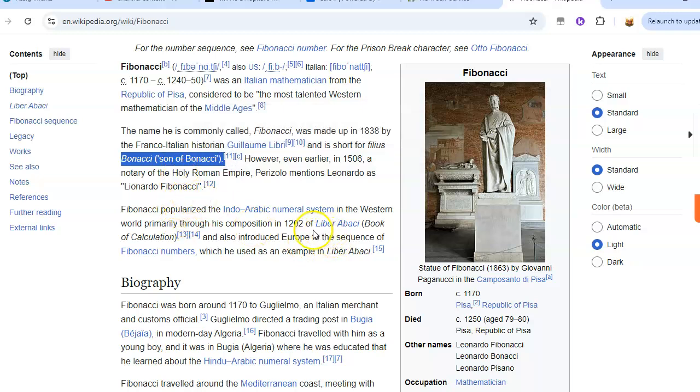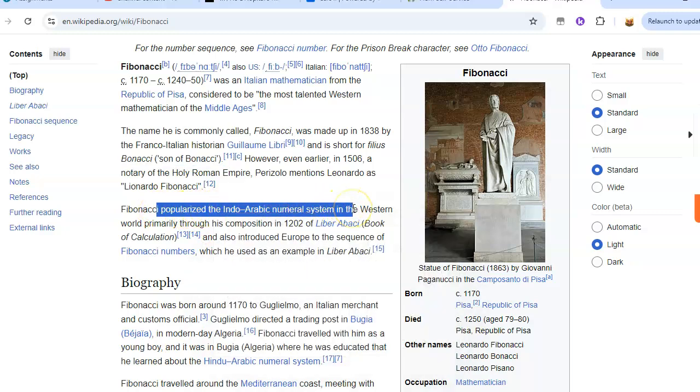And the book he wrote is, as I said, where he brought the Hindu-Arabic system of numbers into Europe. The book he wrote is called Liber Abaci. It taught people how to do arithmetic with this new system that they weren't aware of for the most part. And in that book, there's a famous problem about breeding pairs of rabbits, where this sequence called the Fibonacci numbers comes about.